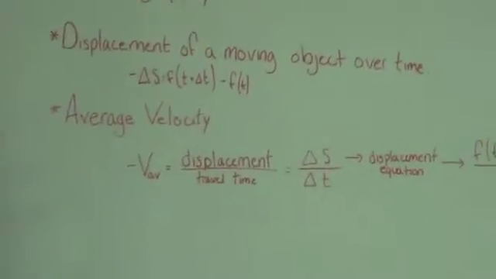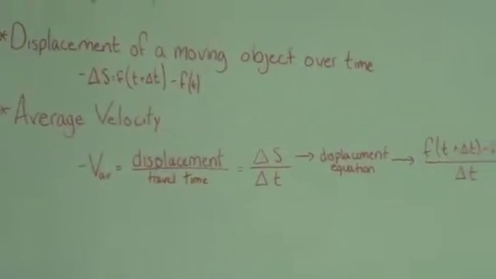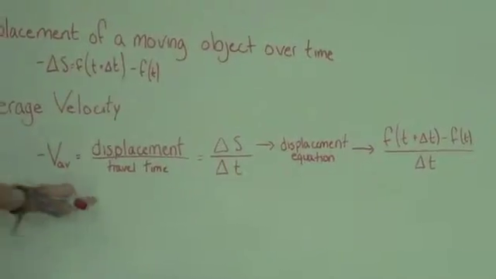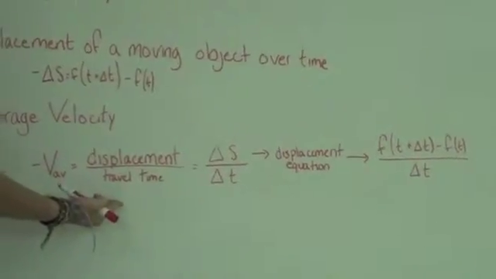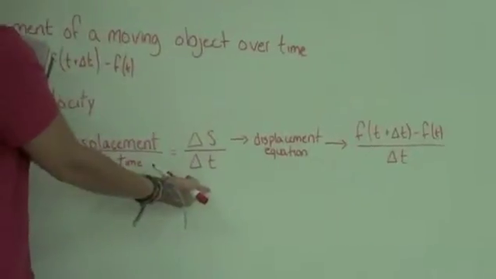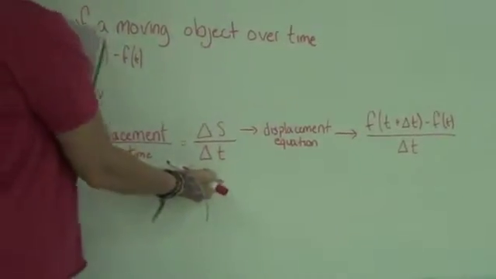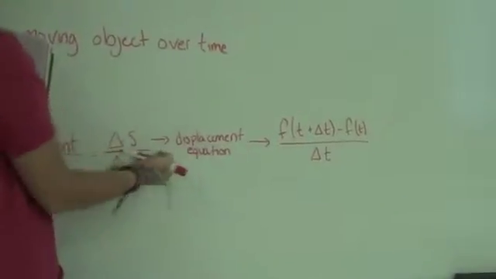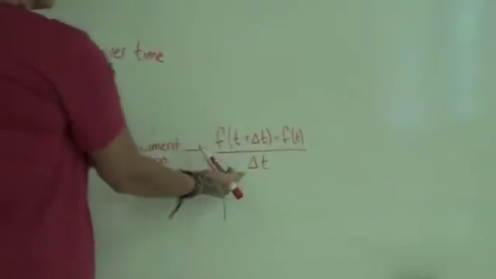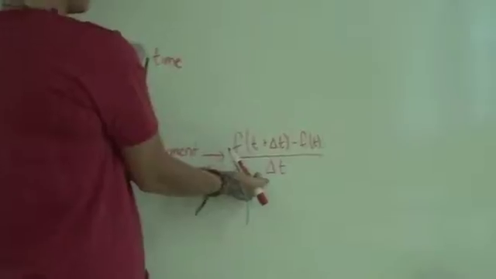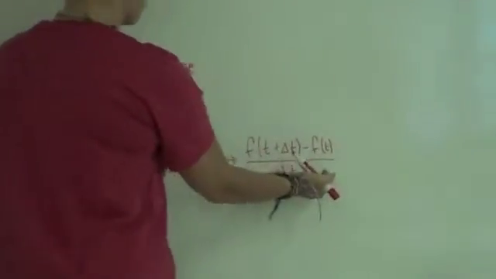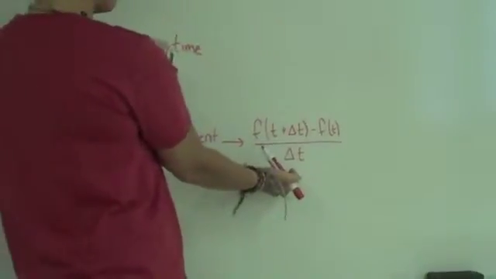So, to find average velocity of an object in motion, you can find it with the equation velocity average equals displacement over traveled time, which can be expressed as change of displacement over change in time. And then you substitute in your displacement equation for your change of displacement and end up with the final equation of the function of time plus change of time minus function of the original time over the change of time.